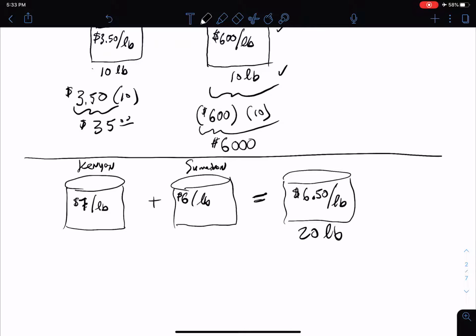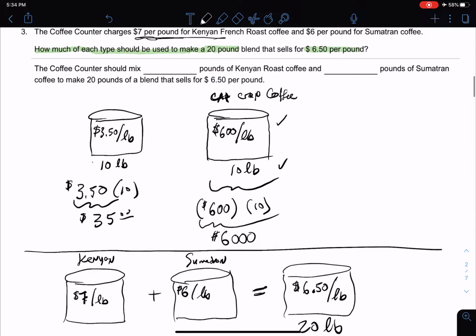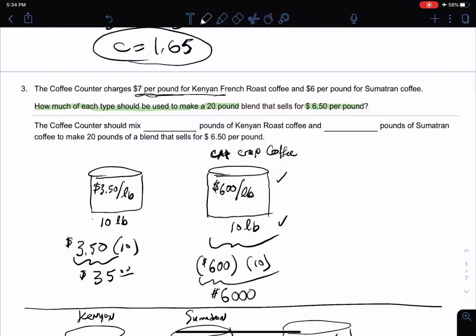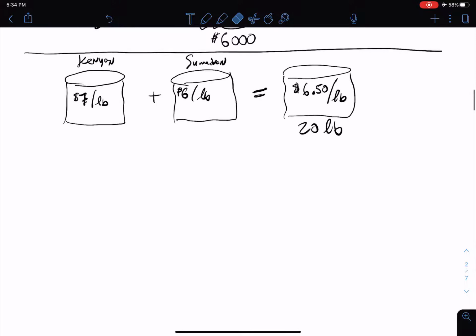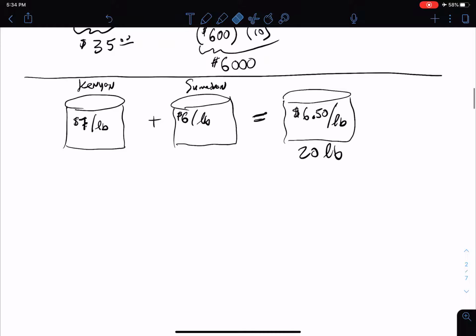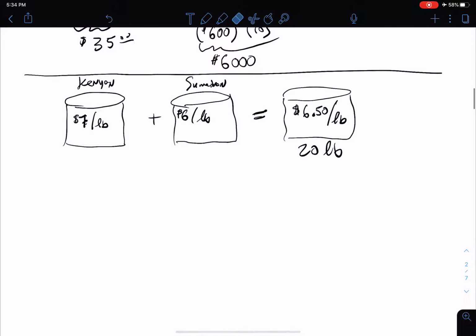So really what you want to do now is go back to the problem. And remember, the question usually tells you what your variable is. It says the coffee counter should mix blank pounds of Kenyan coffee roast and blank pounds of Sumatra. So we're looking for, here's our X. And where can I sneak this in so I can work below this all? I think I could put it right here. It says let X equal the amount, in pounds, of what? The Kenyan coffee.